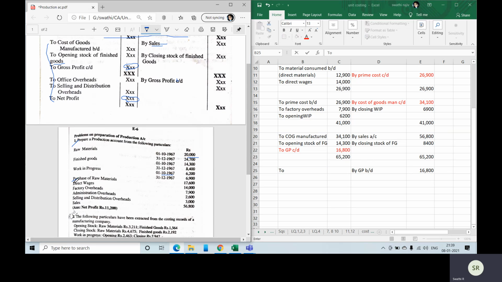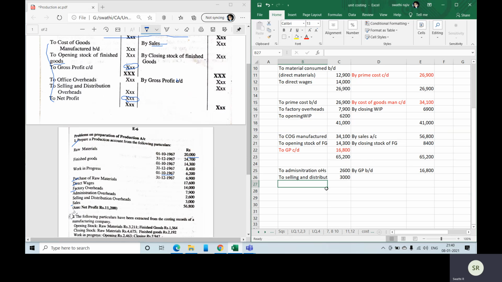We have already taken purchase of raw materials. All those things are already done. Purchase of raw material is done, direct wages is done, factory overheads are done, and also sales. So here we are left with only administration overheads, that is office related and selling related. We will just quickly write that as well. Administration overheads of 2,600 and selling and distribution overheads of 3,000 as well. And I think that's about it.